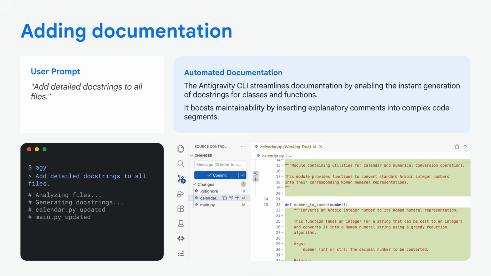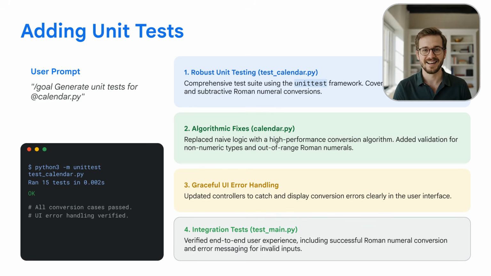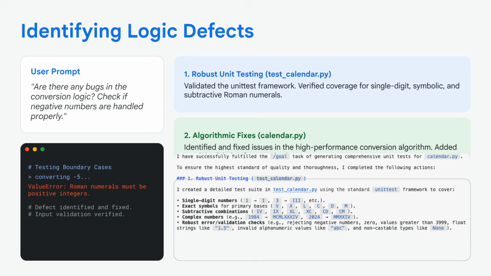Maintaining code is easier with automated documentation. The CLI can instantly generate detailed docstrings for your classes and functions, ensuring your codebase remains clear and easy to navigate. For testing, you can use the /goal command to generate robust unit tests. The tool will provide a comprehensive suite based on your code, which you can then review to ensure full coverage.